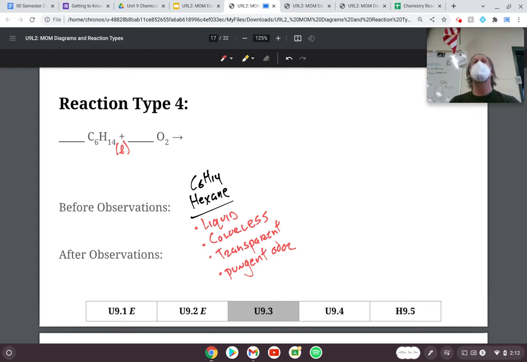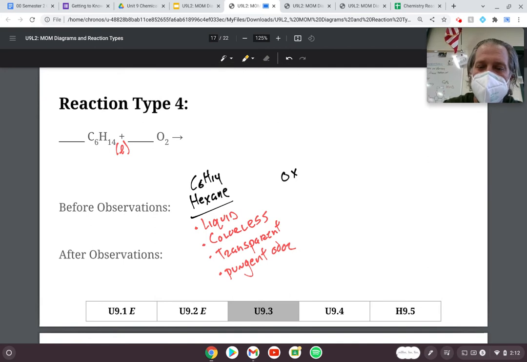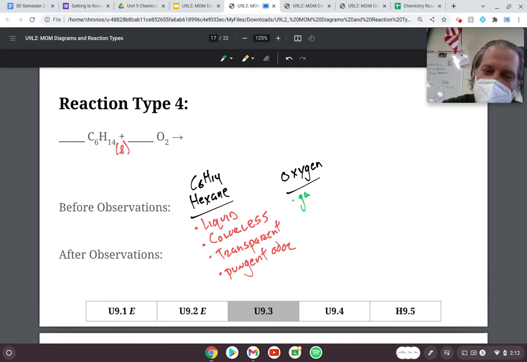Do me a favor. Take a look around. Make an observation of the other reactant. What's the other? The other reactant is oxygen. Take a look around. All right. Oxygen is a gas. Oxygen is colorless. It is transparent. And we're going to say that it is odorless.